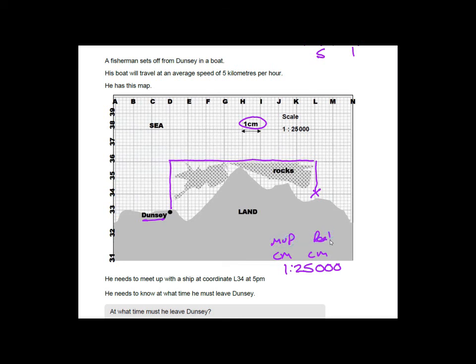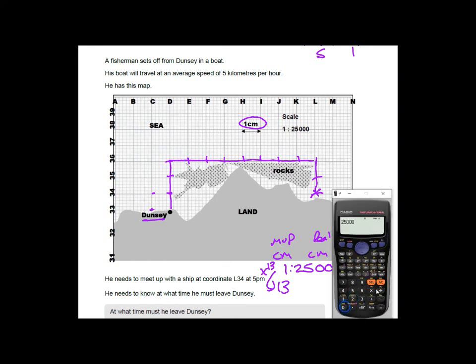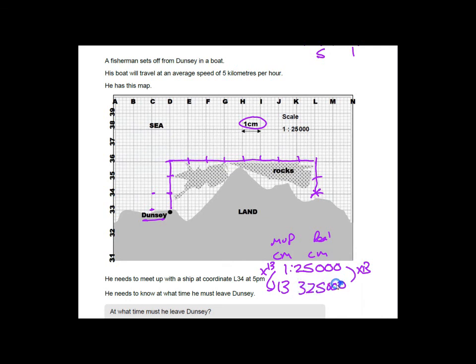So let's measure the number of centimetres. Now, luckily, Dunsey is exactly on one of these, so we can count the centimetres from our scale. So it's 1, 2, 3, 4, 5, 6, 7, 8, 9, 10, 11, 12, 13 centimetres. So we do the same on the other side. And we end up with 325,000. Now the 325,000 is in centimetres, don't forget. So centimetres to metres, we need to divide by 100. So that's 3250 metres. And then from metres to kilometres, we need to divide by 1,000. So 1, 2, 3. It's 3.25 kilometres.